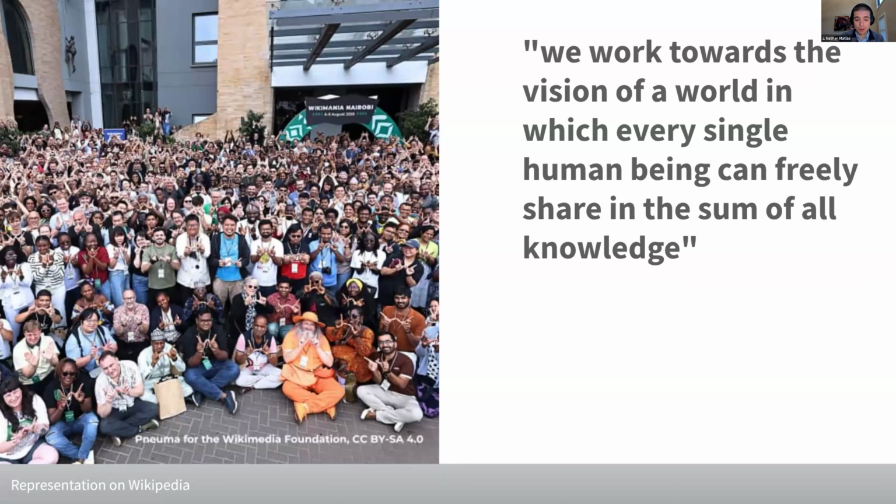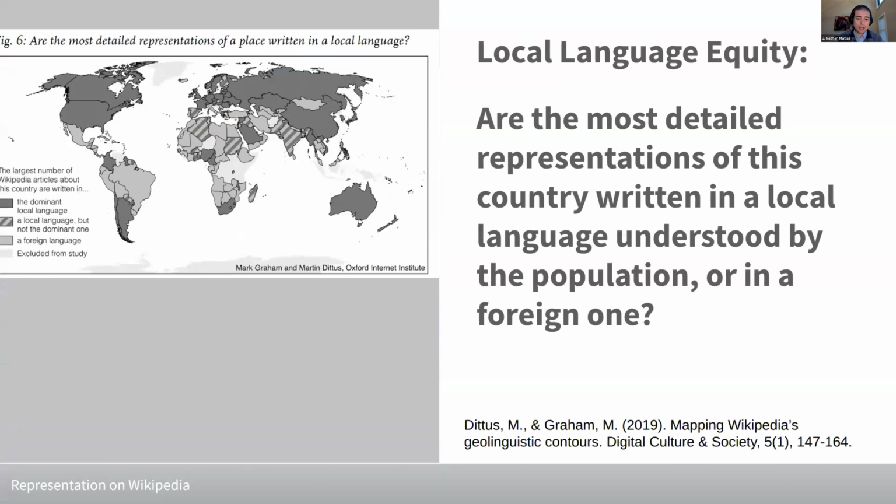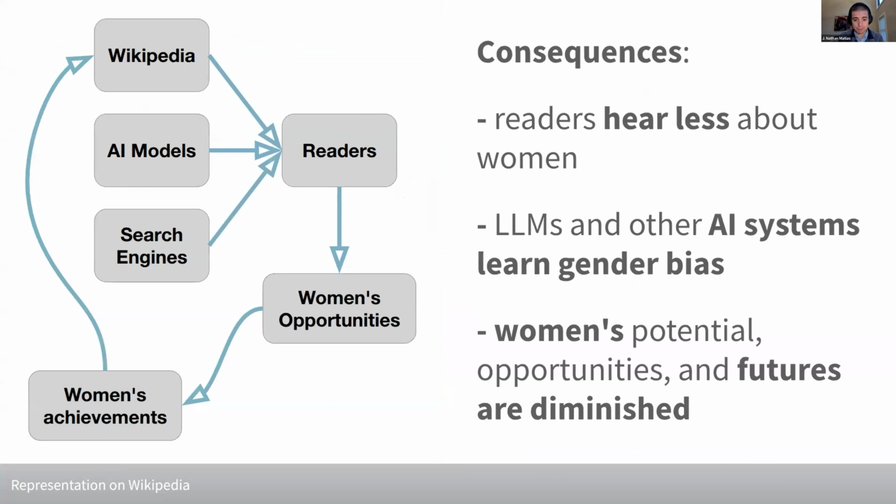and exposed to information. Now, in addition to gender, researchers have studied many other dimensions. For example, researchers at Oxford studied the question of geographic and language equity in Wikipedia. In this article, Martin Dittus and Mark Graham ask, are the most detailed representations of this country written in a local language understood by the population or in a foreign one? That's a definition that you can imagine converting into data, which in fact these researchers did.